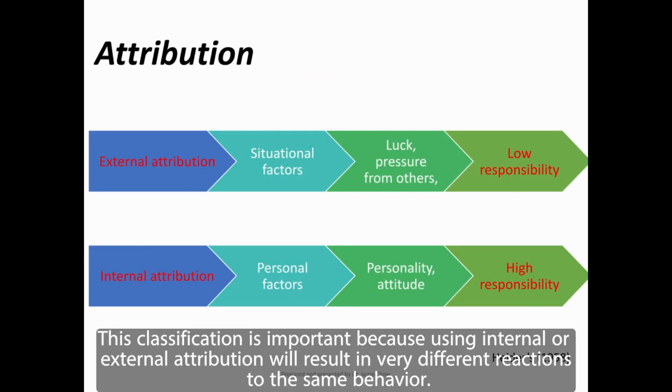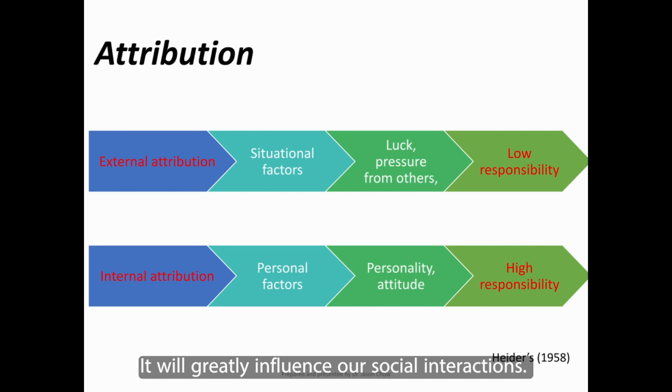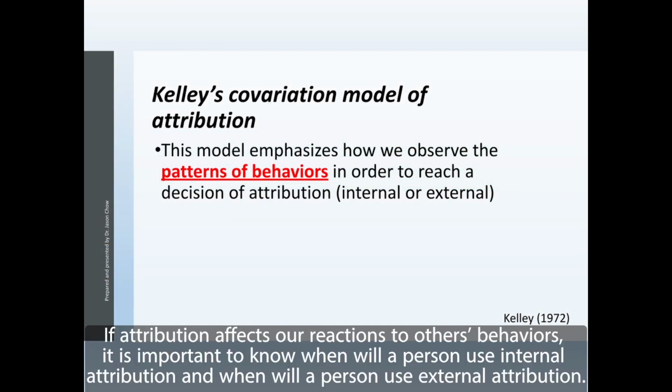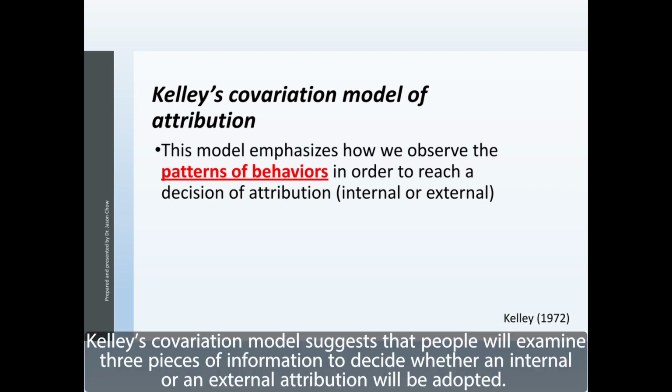This classification is important because using internal or external attribution will result in very different reactions to the same behavior. It will greatly influence our social interactions. If attribution affects our reactions to others' behaviors, it is important to know when will a person use internal attribution and when will a person use external attribution. Kelley's covariation model suggests that people will examine three pieces of information to decide whether an internal or an external attribution will be adopted.